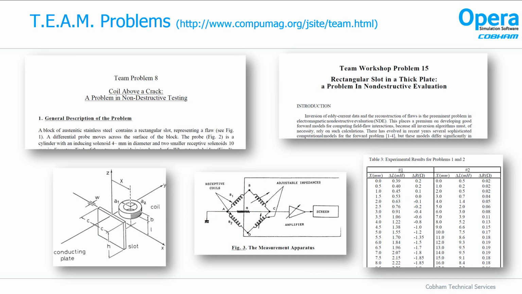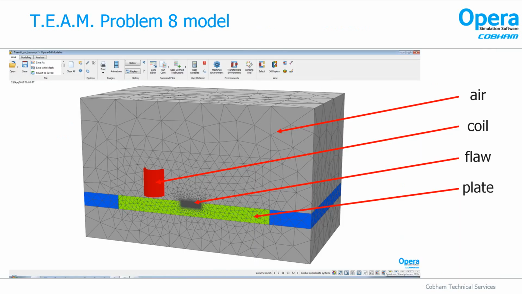The International Compumag Society have devised a series of open benchmarks known as TEAM, specifically to test electromagnetic analysis software using problems with relevance for subjects such as NDT. For example, TEAM Problems 8 and 15 deal with benchmarks in modelling the accuracy of coils above cracks in metallic plates. Here we see the Opera model for TEAM Problem 8, for the case where the flaw is parallel to the motion of the coil.